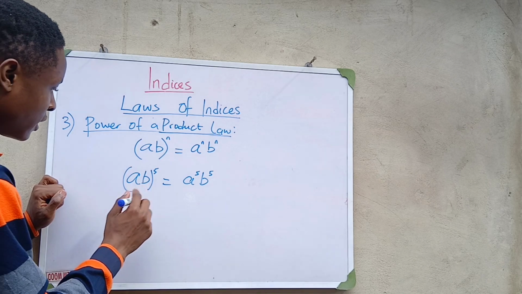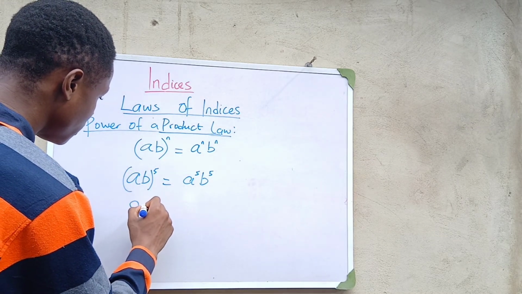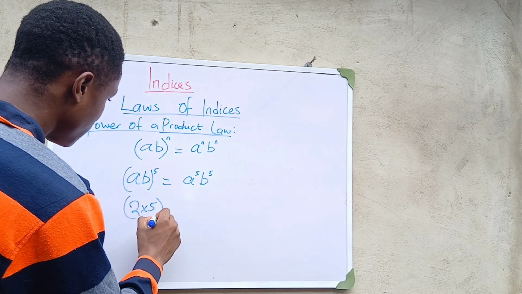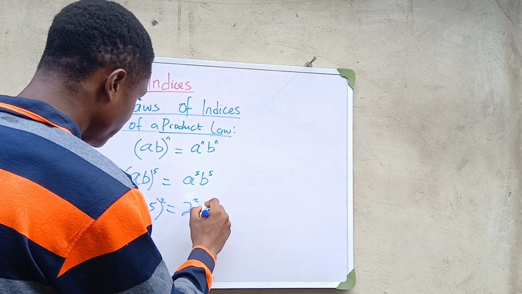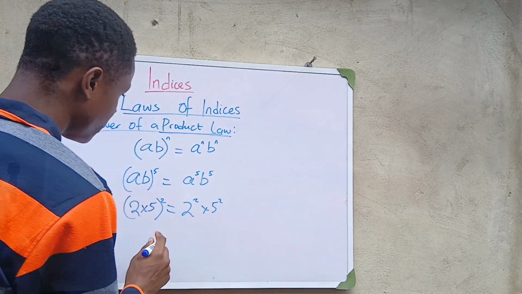So that's what it's saying. Okay, let's say we have 2 times 5 all squared. Using the power of a product law, we'll have 2 squared times 5 squared.